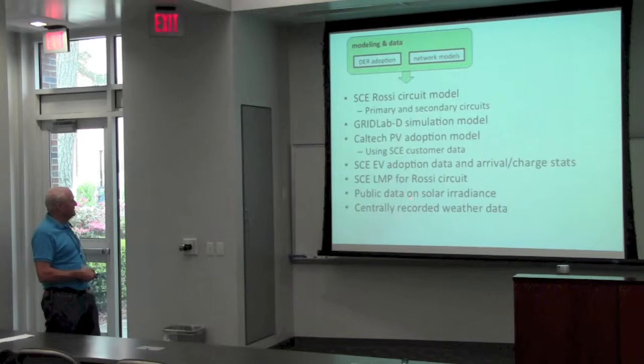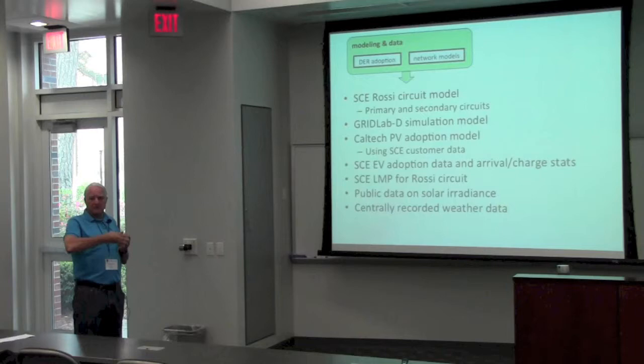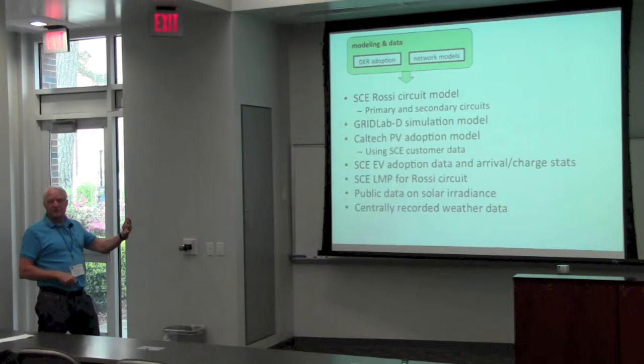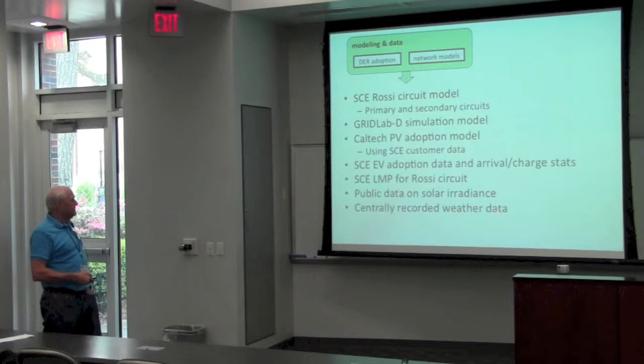We use the local marginal prices for the Rossi circuit. So we have the entire price history for 2012, basically every 5 minutes for what the price was that CalISO was charging them at that circuit. We have public data on solar irradiance, and we have centrally recorded weather data. So we have all that to plug into our PV models. Okay.